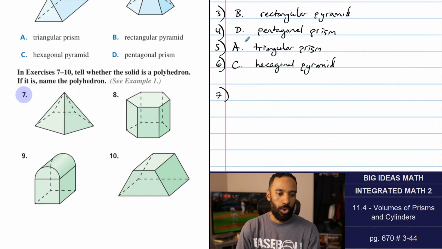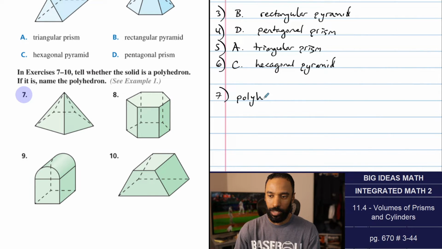So on number 7, we have another pyramid. It has 1, 2, 3, 4, 5 sides on the base. It is a polyhedron, and it is a pentagonal pyramid. It's named based off its base.